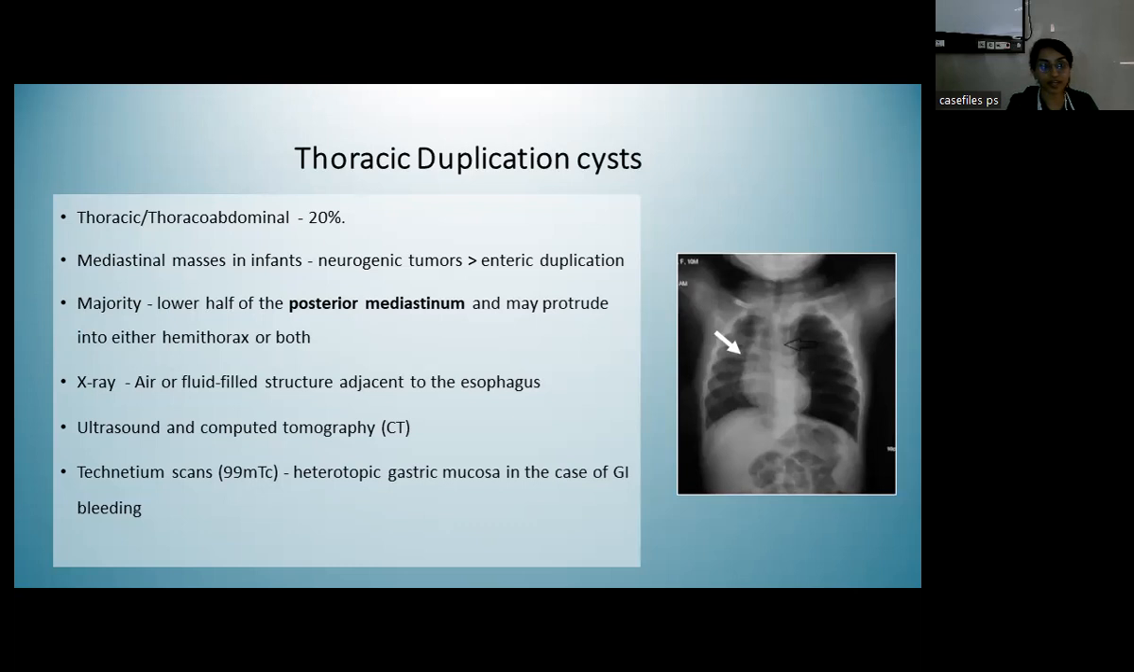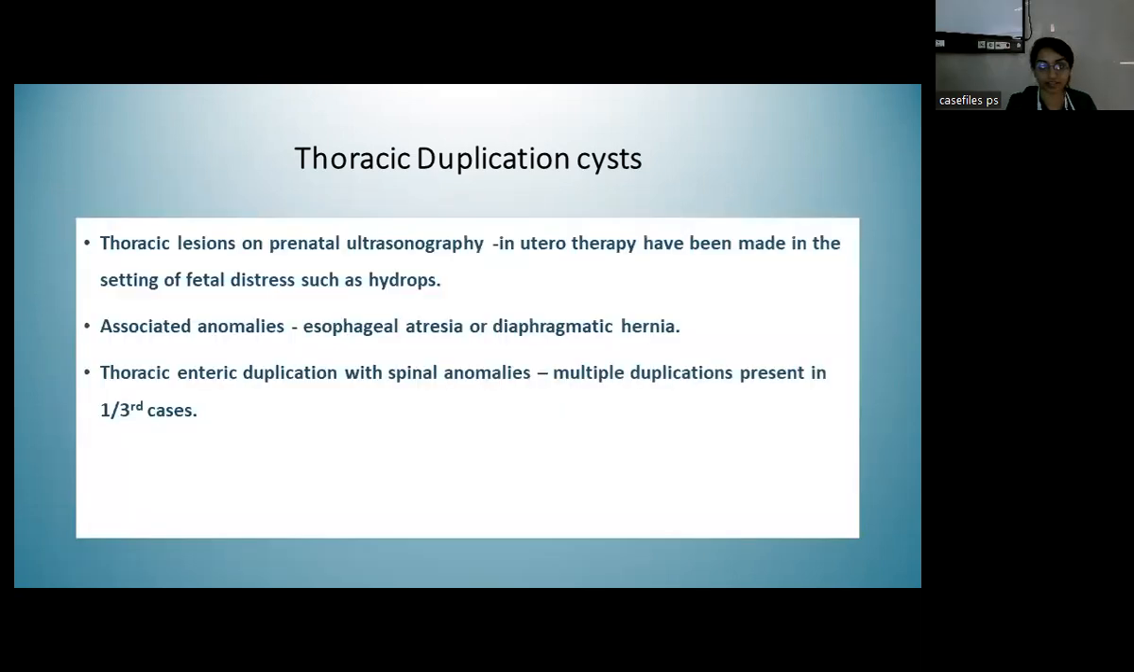The X-ray would show an air- or fluid-filled structure adjacent to the esophagus. Ultrasound and CT scan are other modalities, and technetium scanning, as she has already mentioned, can identify heterotopic gastric mucosa if present, which is more common in the upper esophagus. For foregut duplication cysts, if heterotopic gastric mucosa is there, then we can identify that as well. For thoracic lesions on prenatal ultrasonography, in utero therapy has only been done in cases of fetal distress with hydrops. Associated anomalies can be esophageal atresia and diaphragmatic hernia.